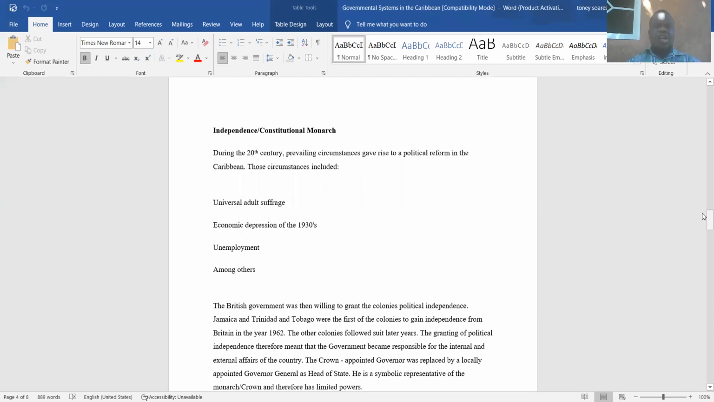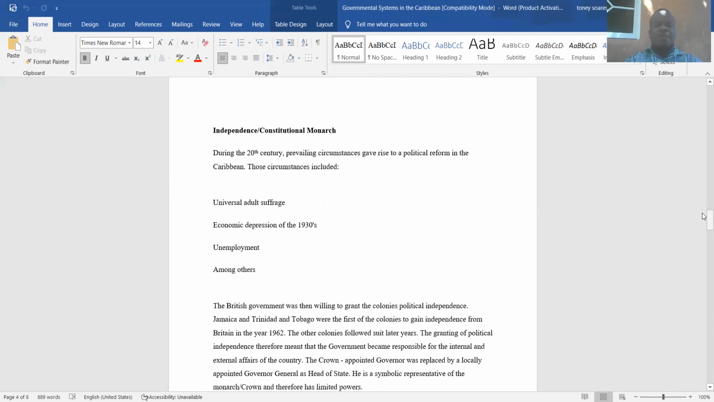During the 20th century, prevailing circumstances gave rise to a political reform in the Caribbean. Those circumstances included universal adult suffrage, we know that is the right to vote, and the economic depression of the 1930s. So things were bad and the poorer class were really suffering. Unemployment, persons couldn't find jobs, and when persons are unemployed, it creates a whole lot of other problems and issues, not only for the poor people, but for the government as well. There were also some other problems.